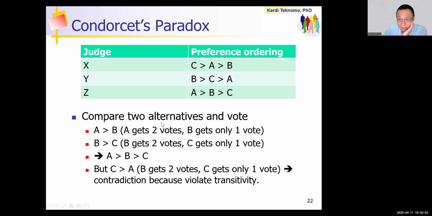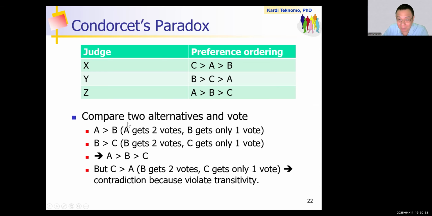How about B larger than C? This one, B larger than C. This one also B larger than C. So B larger than C gets two votes, C gets only one, right? So if you compare this, you will say, in that case, A larger than B gets two votes, and B larger than C gets two votes. So you will conclude this way, right?